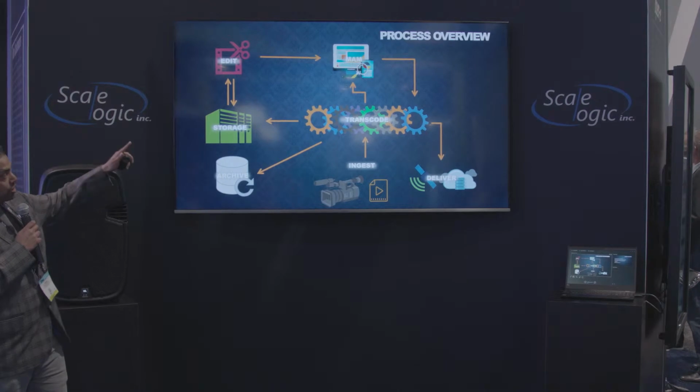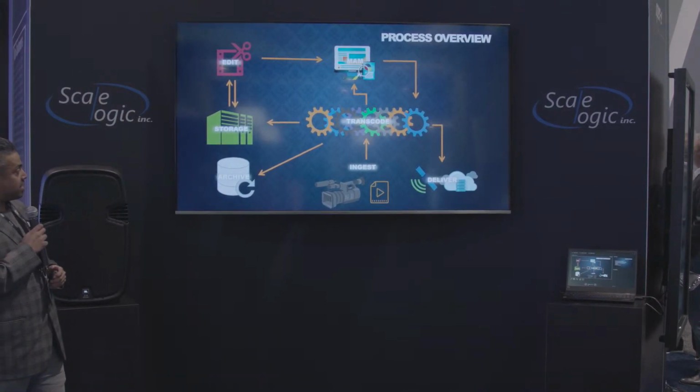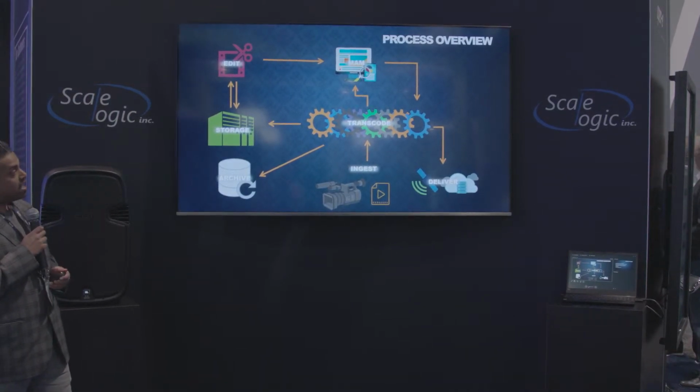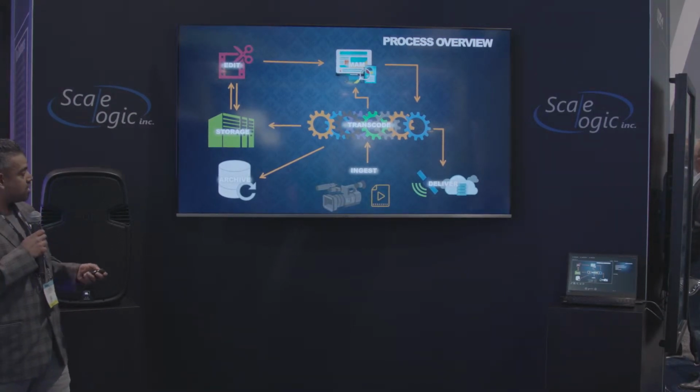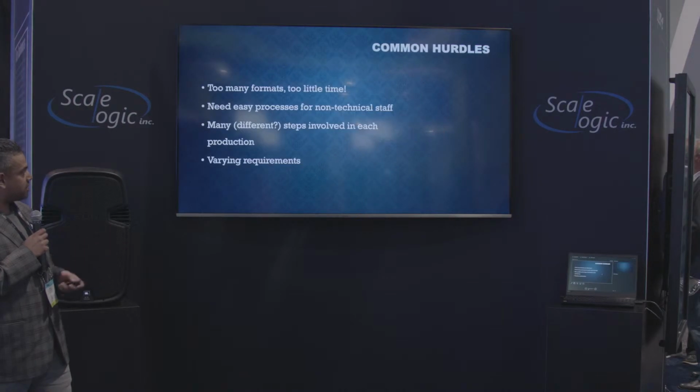The transcode goes to your MAM. That's going to manage your metadata. The edit also goes back to your MAM. From your MAM, you spit back to the transcode, and then you deliver. So to go through some of these steps, let's start here.